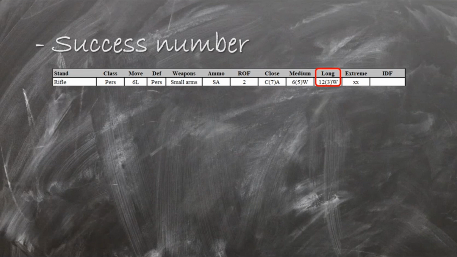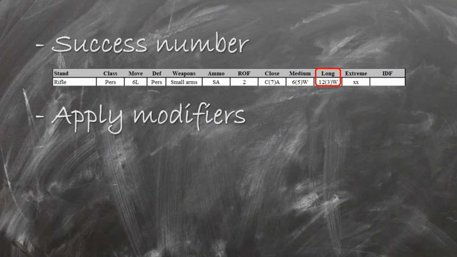Now, based on the range, we said it was 7 to 9 inches. You look up the numbers here and you look at the first number in each range band. So here we can see medium range has a range of 6, long range is a range of 12. So 7 to 9 inches, that falls between medium and long range, so we use the long range success number. The success number is the number in brackets, in this case, the 3.